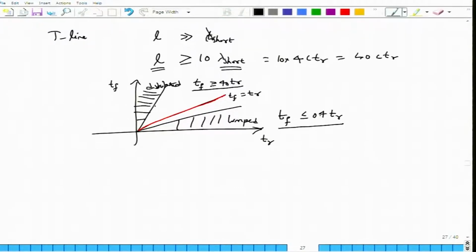So, if I plot Tf versus Tr, you see that the slope of any line in this region, the lumped regime, will be less than or equal to 0.4 Tr. The lines that are here will have a slope greater than or equal to 40 times Tr, and that corresponds to the distributed or the transmission line regime. This line, not very well drawn, has a slope equal to 1, Tf equal to Tr. This is the gray area. Here you can apply both lumped regime as well as transmission line theory. Both will give you reasonably accurate answers.